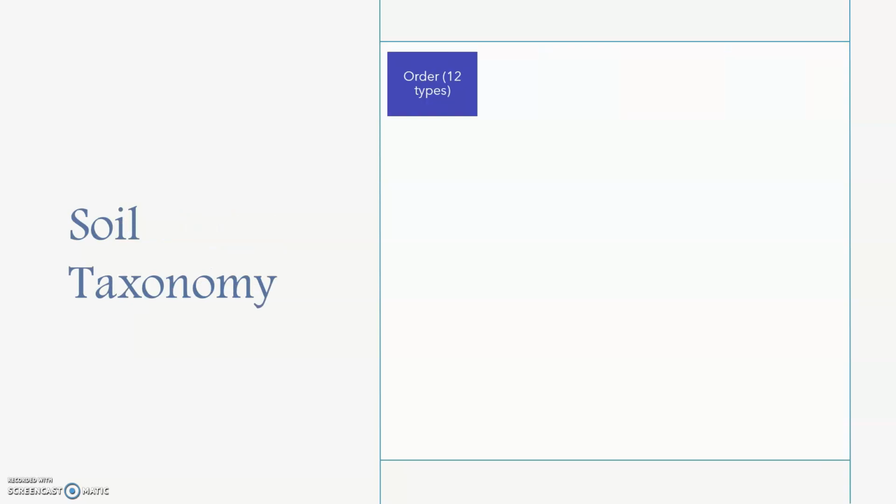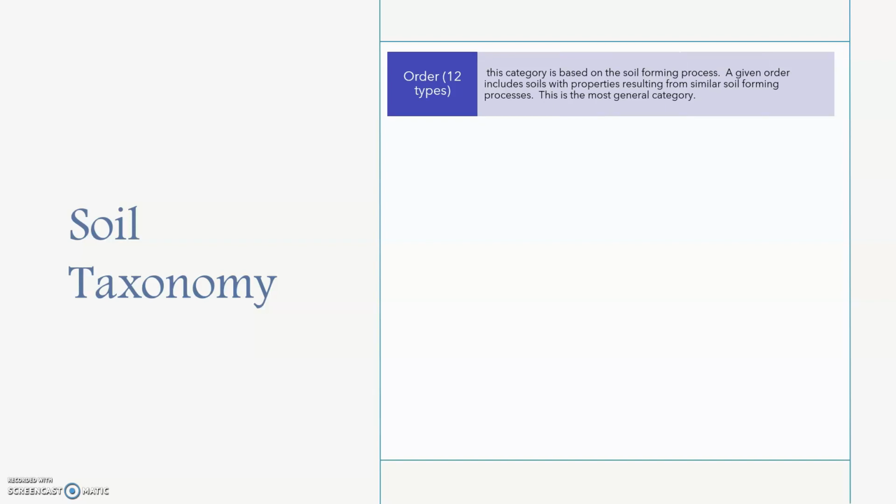Soil taxonomy starts with soil orders. There are 12 soil orders. Soil orders are based on the soil forming process. Soil orders include soils with properties resulting from similar soil forming processes. A soil order is the most general category.